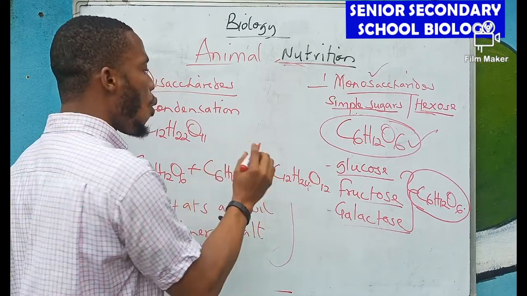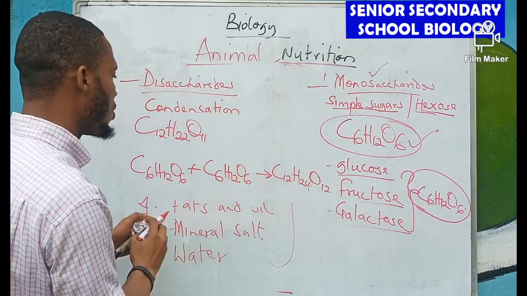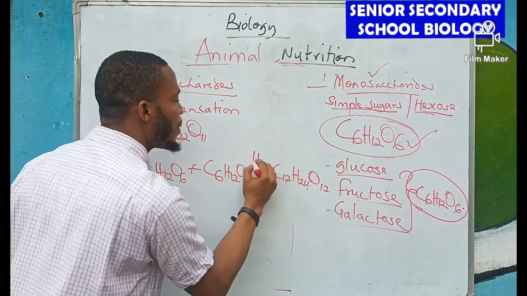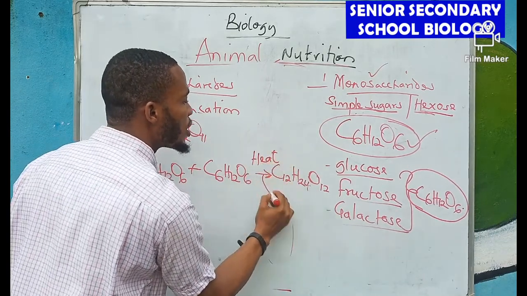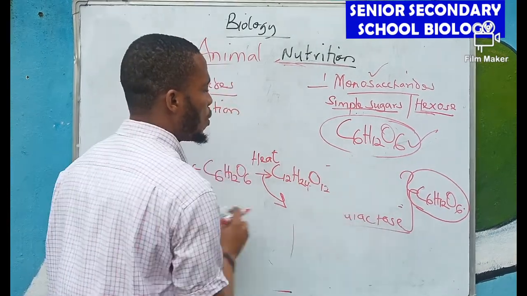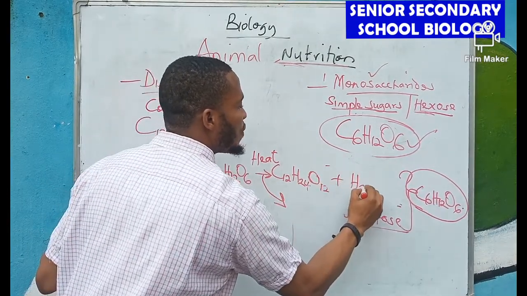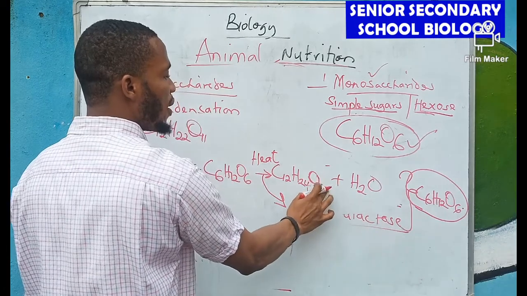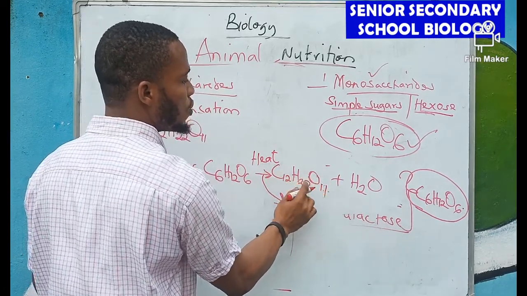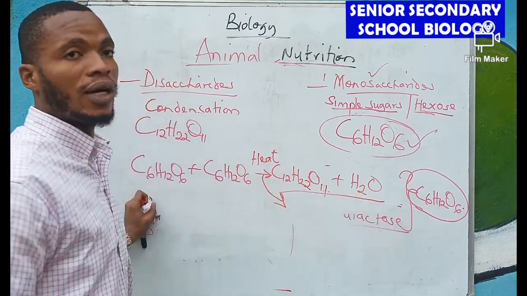This would have been our chemical formula for the disaccharide, but because in condensation you heat two monosaccharides, like glucose and fructose, together, one molecule of water is given up. That means 12 will become 11, and 24 will become 22. That means the equation is now balanced in your chemistry.